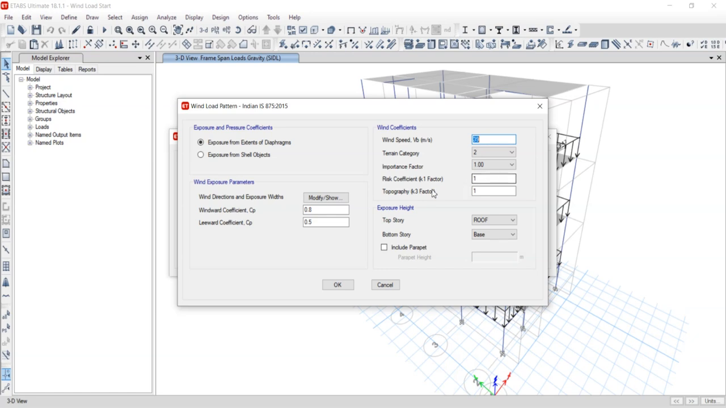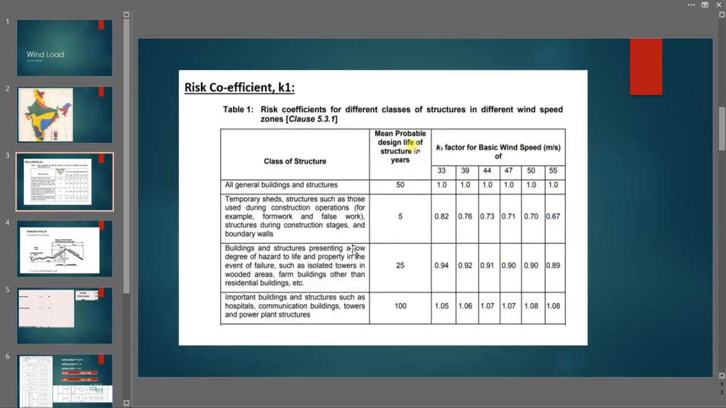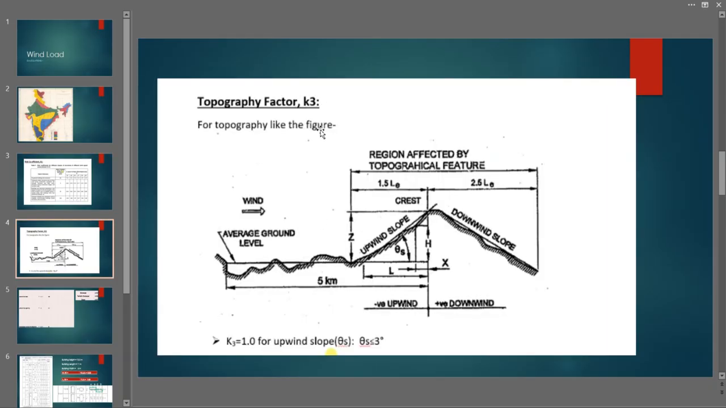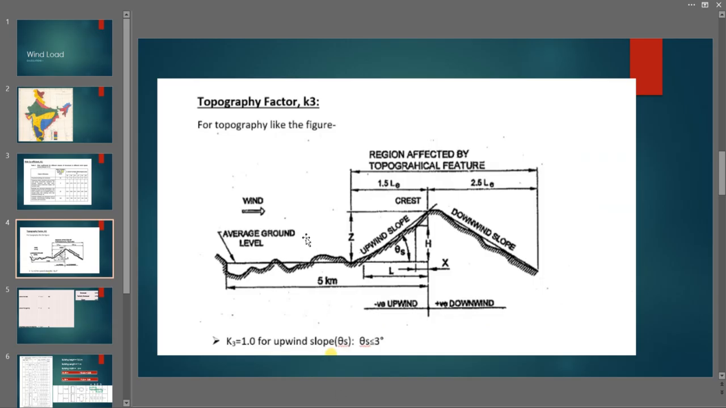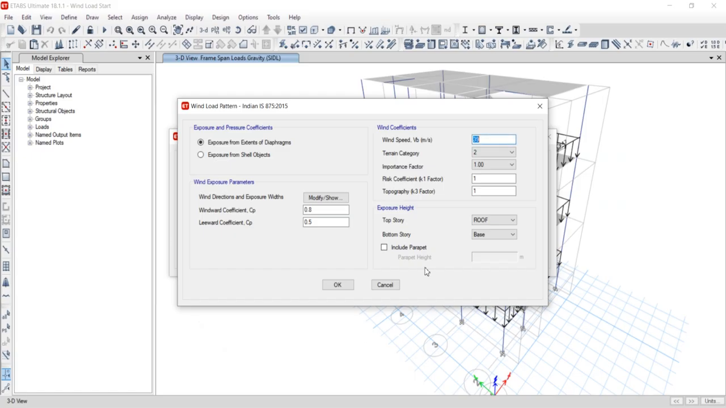Now if you look at the topography factor, that is the K3 factor, you can easily see that I have taken the upwind slope as less than 3 degrees. For that, the value of K3 is 1. So you can see the value of K3 is already 1, and the importance factor we have already taken as 1. From here you can also choose the terrain category. I will take the terrain category as 2.